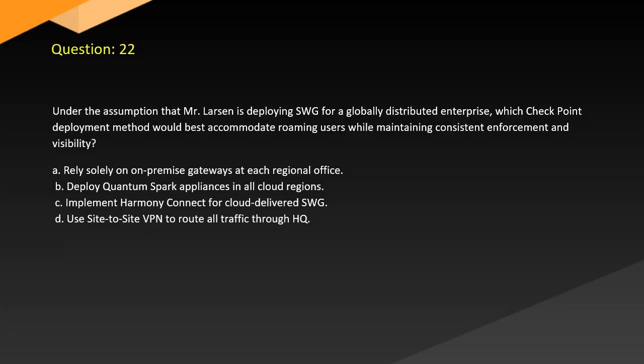Question 22. Under the assumption that Check Point is deployed for a globally distributed enterprise, which Check Point deployment method would best accommodate roaming users while maintaining consistent enforcement and visibility? A. Rely solely on on-premise gateways at each regional office. B. Deploy Quantum Spark appliances in all cloud regions. C. Implement Harmony Connect for cloud-delivered security. D. Use site-to-site VPN to route all traffic through HQ.